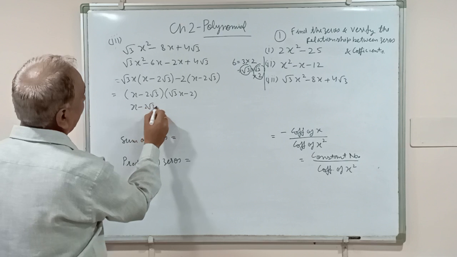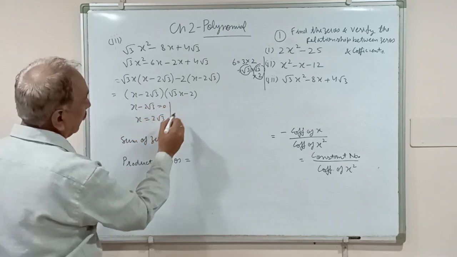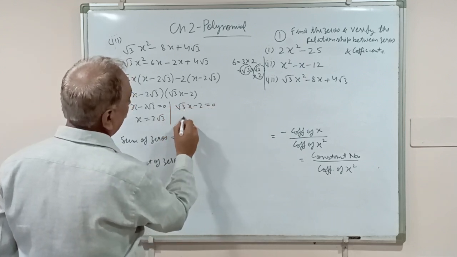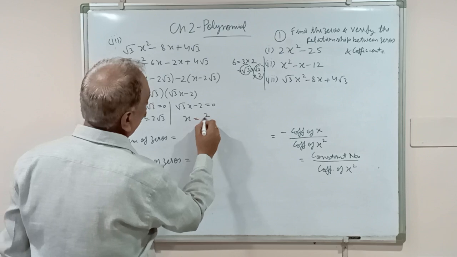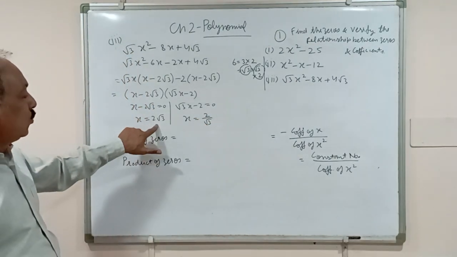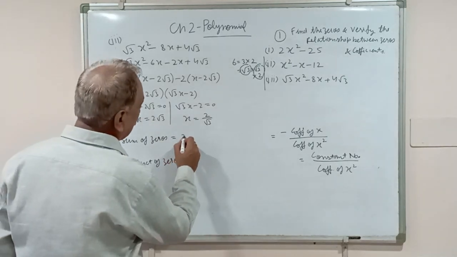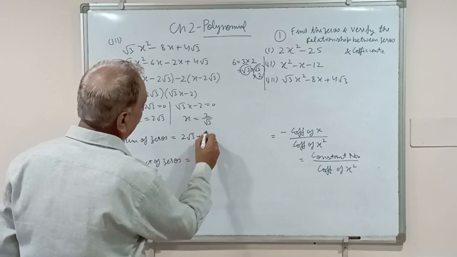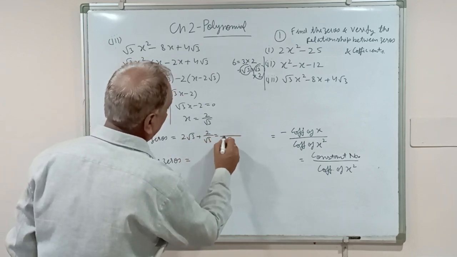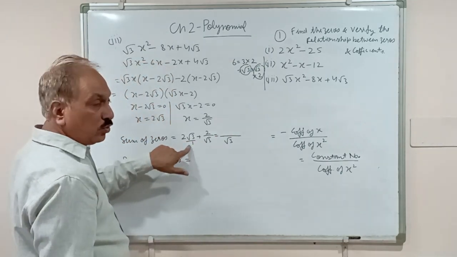x minus 2 root 3 is 0, x equals 2 root 3. Root 3 x minus 2 is 0, x equals 2 by root 3. So the zeros are 2 root 3 and 2 by root 3. Sum of zeros: 2 root 3 plus 2 by root 3, take LCM root 3. This is 1. Root 3 upon 1 is root 3.